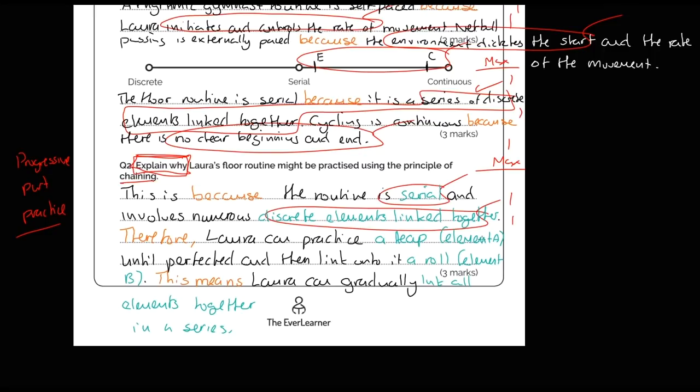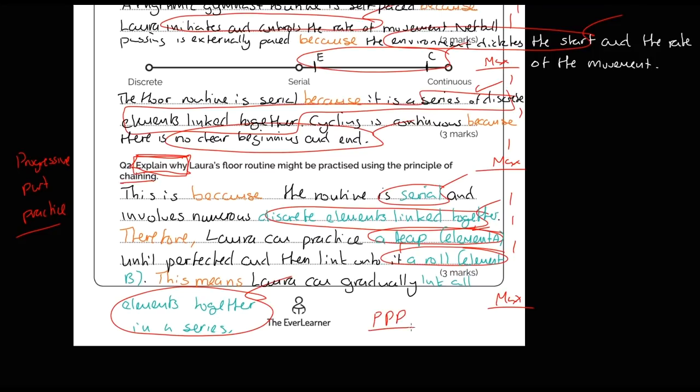Therefore, comma, Laura can practice a leap. So I've got element A until perfected and then link it onto element B, which is a roll. Okay? And we've got our mark there. This means Laura can gradually link all the elements together in a series. And I get my max. Now, the only thing I think is a weakness of my answer there is I didn't mention the term progressive part practice.